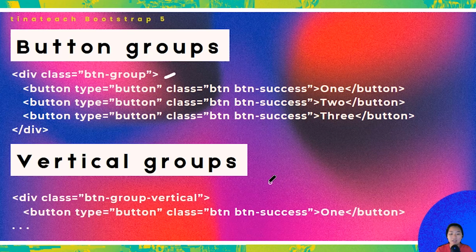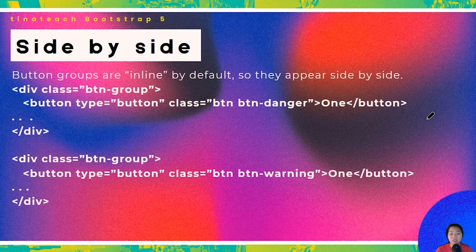You've already learned this. Now, with vertical groups, because button groups appear side by side by default, if you want them to appear vertically, you have to specify button-group and then add in vertical. After that, you just copy and paste whatever you have here. Let's move on to the next part, side by side.